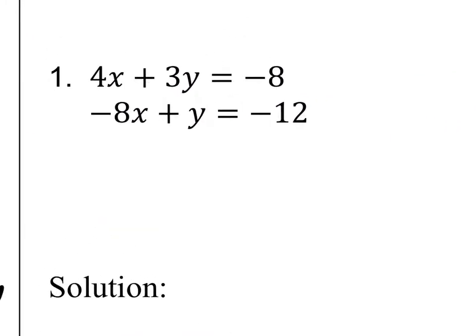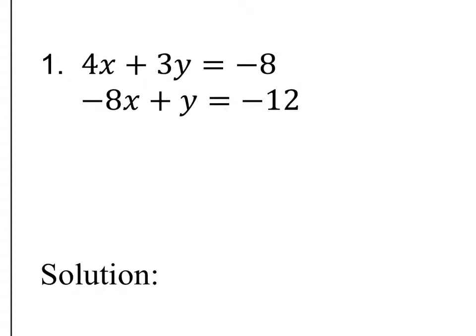Okay, so the first thing we have to do, if we look at number 1, neither one of these is in y equals form. So we're going to do what we just learned. We're going to do the parenthesis on the right. The opposite of positive 4x is minus 4x. Parenthesis on the left, divided by my y number. My y number is 3. Okay, so that one's ready to go into the calculator.